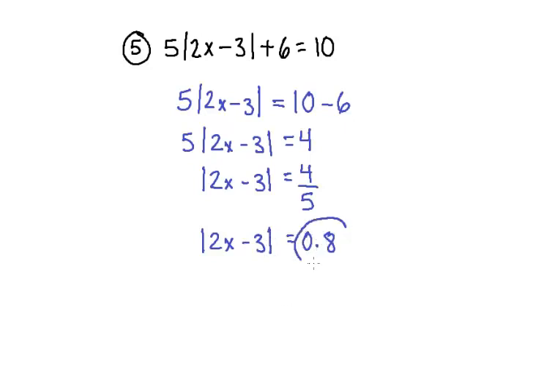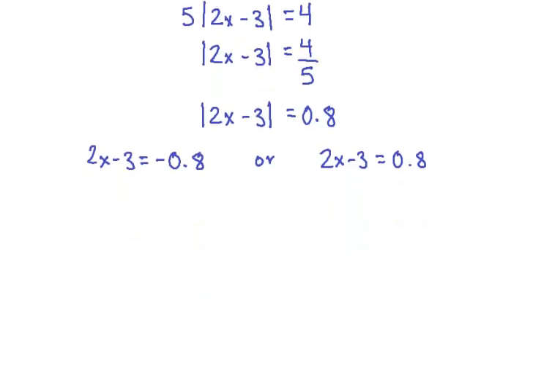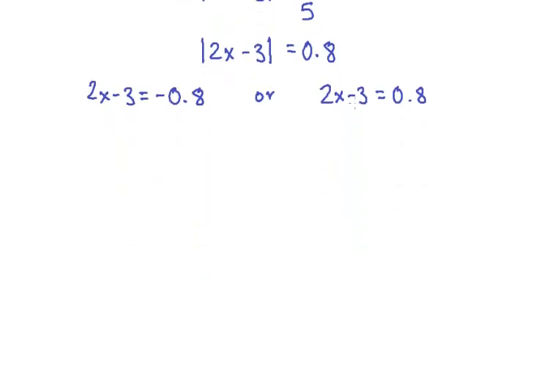Now that we have the number, which is positive, yes, we can split in two options. We can split in 2x minus 3 equals negative 0.8, or 2x minus 3 equals positive 0.8. Those are the two possibilities for the thing inside the absolute value bar. Why negative and why positive? Because the inside could be either negative or positive. After you get the absolute value, you get a positive, yes, but we don't know if originally it was negative or positive. So that's why there are two possibilities. So let's solve each one of the possibilities.